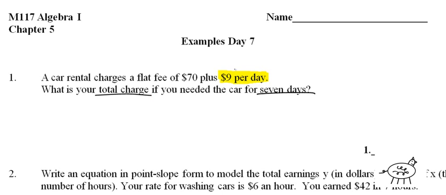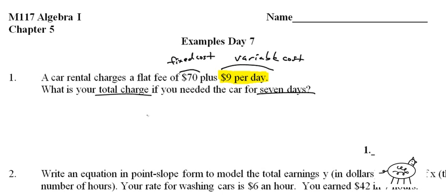So this is the deal. It's $9 per day, that's kind of like your variable cost. We call that a variable cost. And $70 is called a fixed cost, because if I rent it for 1,000 days, I'm still paying just $70 to pull it out of the parking lot. But every day it's costing me $9 more.